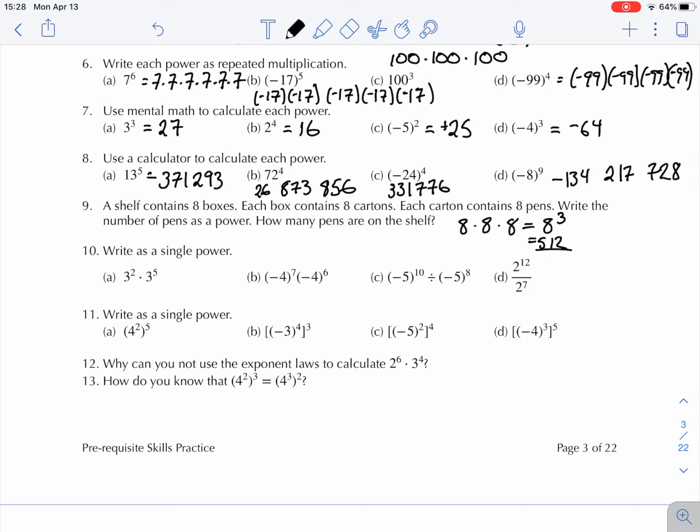Number 10, write as a single power. This is from grade 9. Exponent laws. 3 squared times 3 to the 5th is equal to 3 to the power of 7. Add the exponents. We're multiplying powers with the same base. Add the exponents. This question is equal to negative 4 to the power of 13. Add the exponents together.